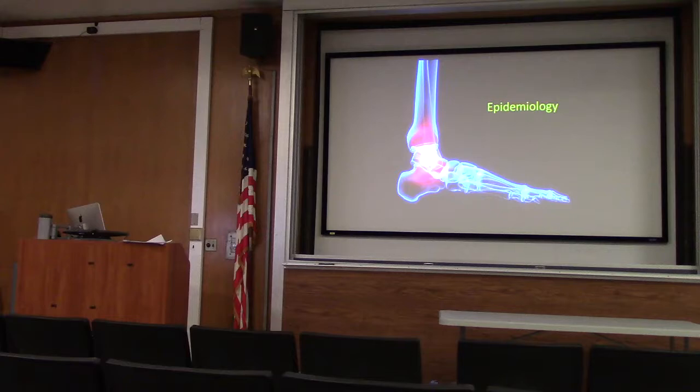In children, fractures are actually more common, and I think it has to do with just how pliable children are and that they're more likely to actually fracture the ankle as opposed to getting an ankle sprain. And about 10% of all lower extremity fractures are foot fractures.